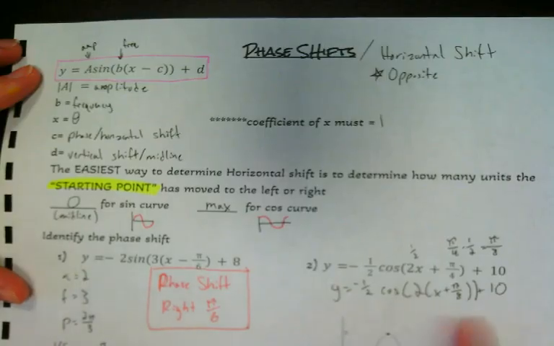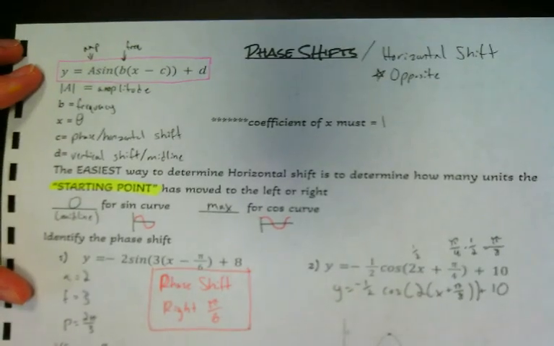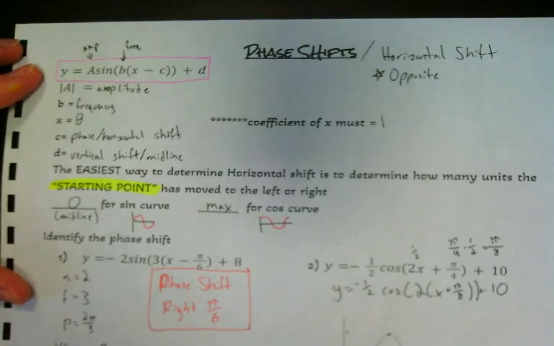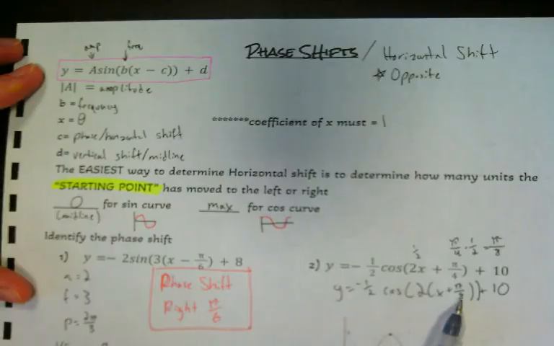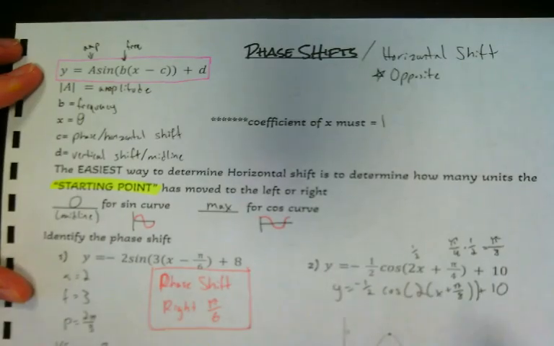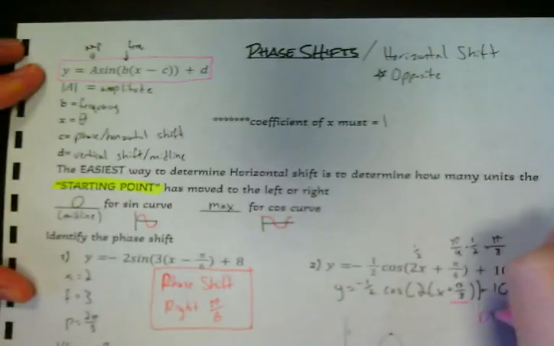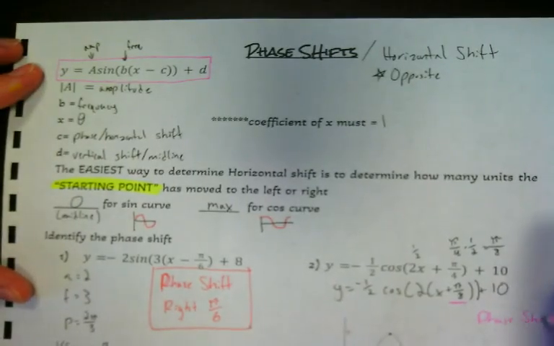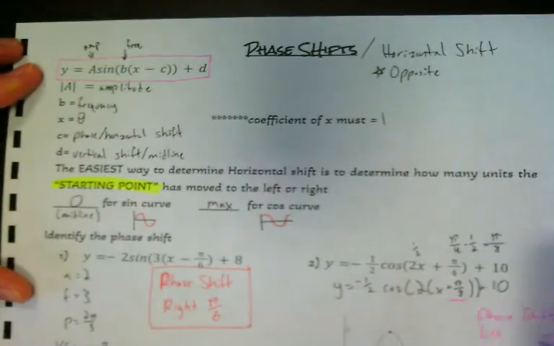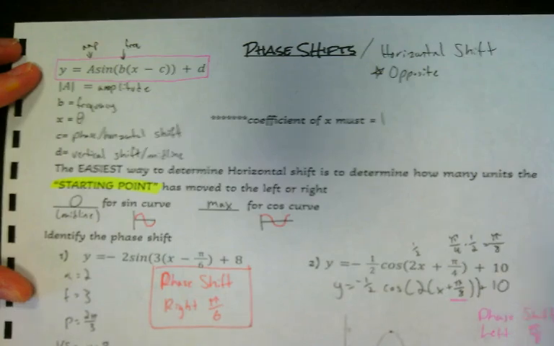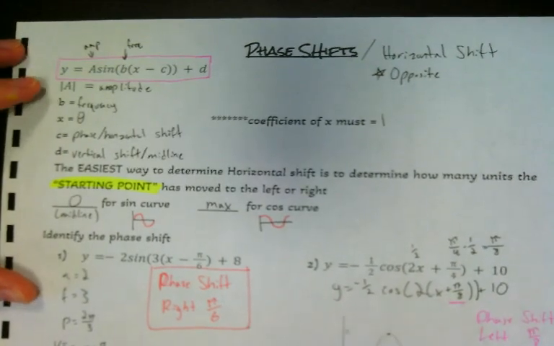So I always need to get back into this form to be able to accurately get the data that I need. And just double checking my work, if I distribute this 2, I still get 2x plus 2 pi over 8, which would just get me pi over 4. So this is my phase shift here. What is my phase shift for this equation? I'm going left pi over 8, doing the opposite of what it tells me.